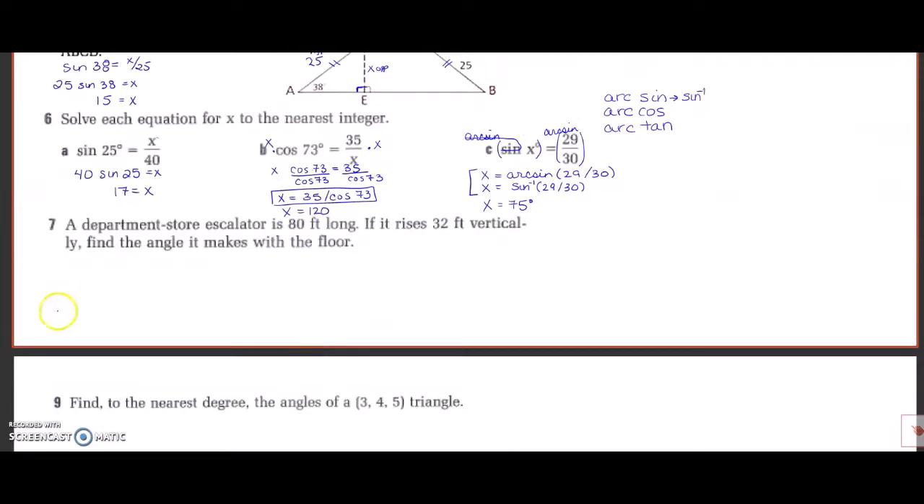A department store escalator is 80 feet long, and it rises 32 vertical feet. Find the angle that it makes with the floor. So here I have the opposite side is 32, and the hypotenuse is 80. So I need the sine of x equals 32 divided by 80, and I'm going to need to find the angle.